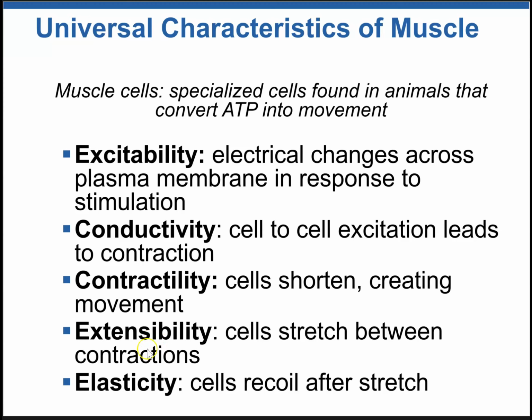So the next characteristic of muscle is extensibility. Extensibility is the ability of the muscle cells to stretch in between contraction. For example, let's consider elbow flexion. In order to flex the elbow, extensor muscles must extend in order to allow flexion. Okay, so the posteriorly located muscles must extend to allow flexion. This is called extensibility or stretching of the muscles.